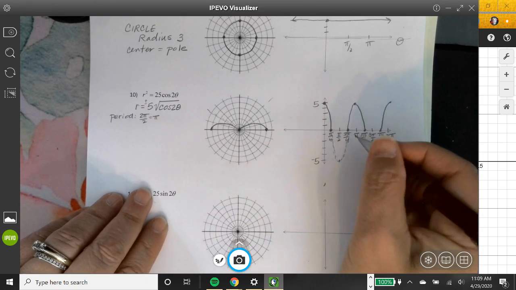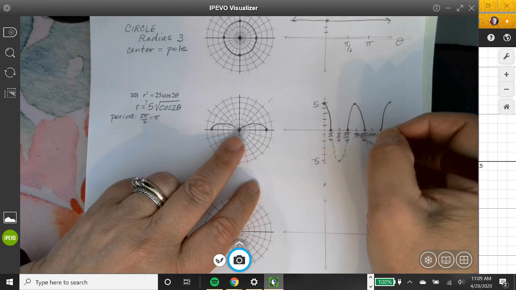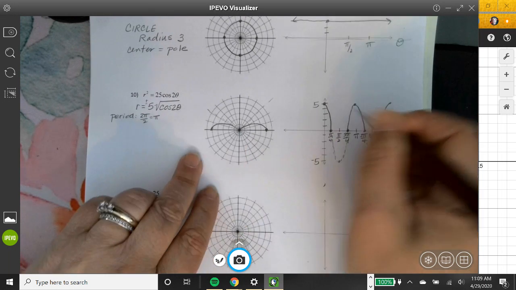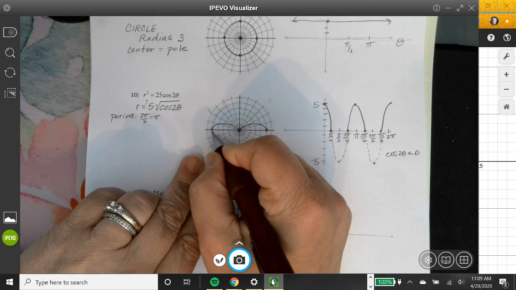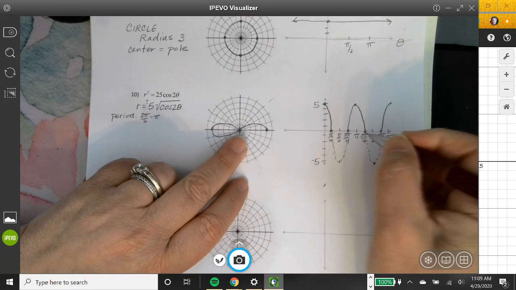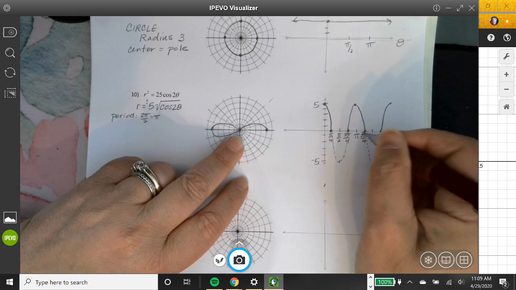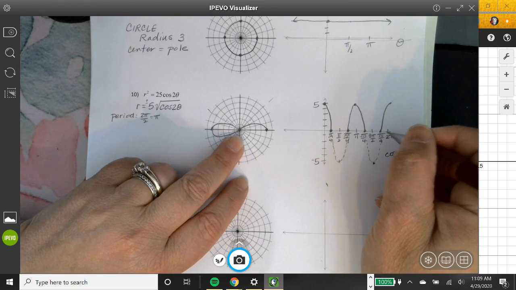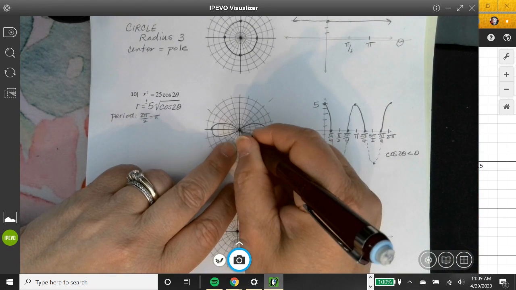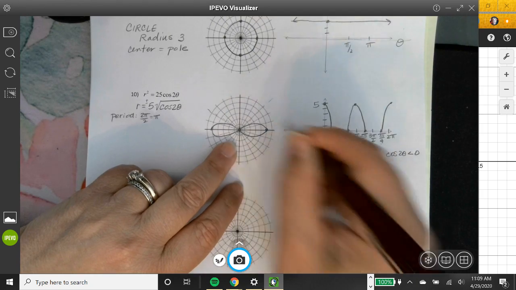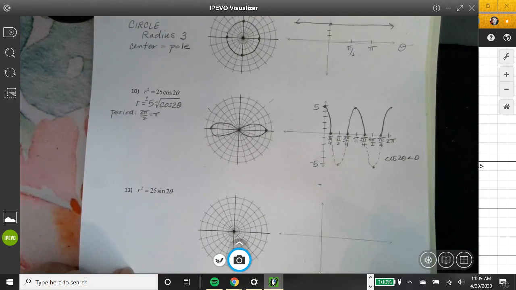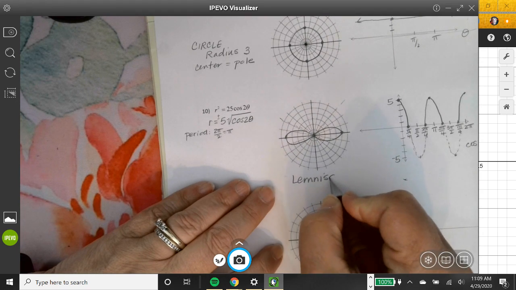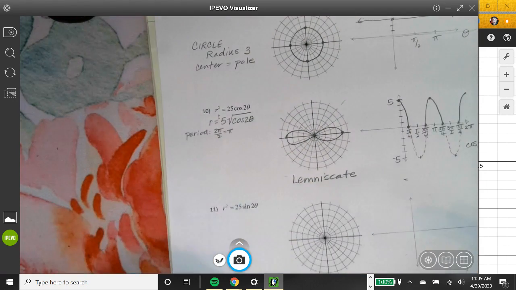So that's the top part of the curve. And now where am I? I'm here. Then I'm going to go back to the pole. And then I'm going to bounce off the pole again and then end up here, which is 5 rotating 2 pi. So there's our best friend, infinity. This is a lemniscate. Fancy word for an infinity symbol.